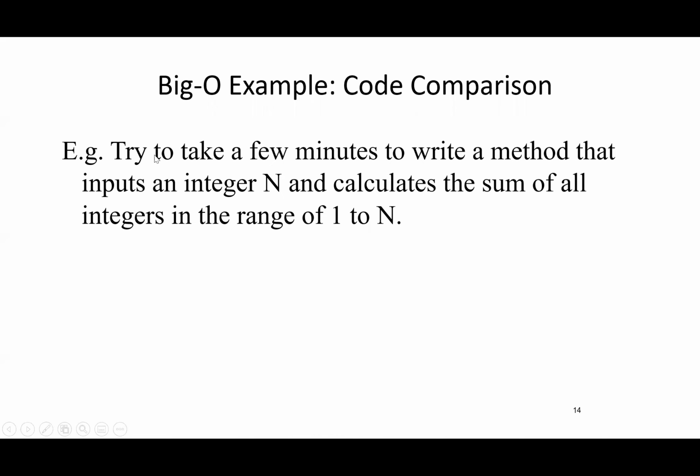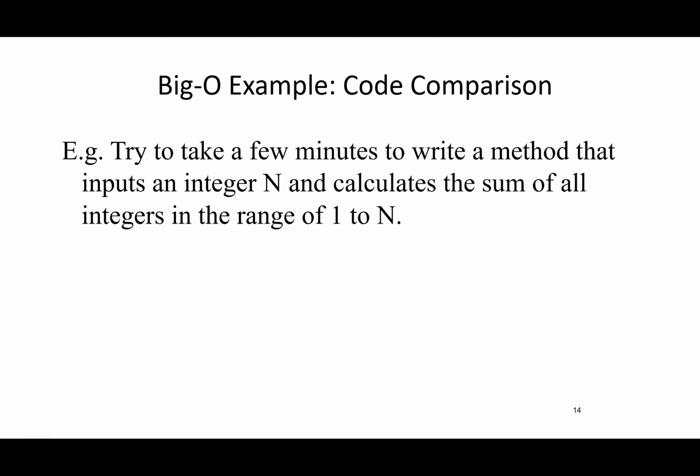So let's write a method that takes an integer n as input, and then based on this n, we find the range of 1 to n. So for example, if my n is 10, what I'm trying to do here is find out the sum of 1 plus 2 plus 3 plus 4 until plus 10. What is the total at the end, right? After I add up 1 to n.